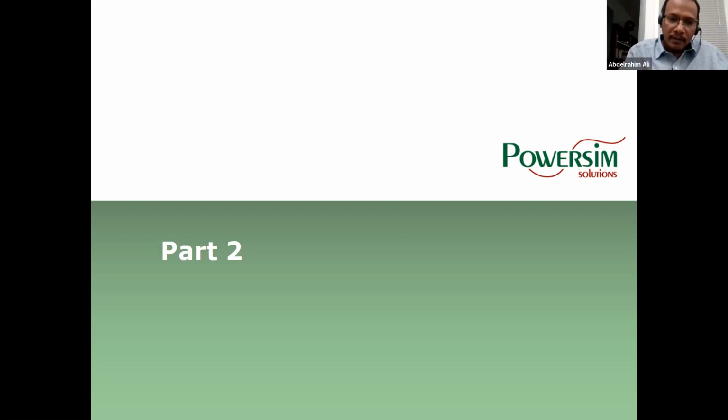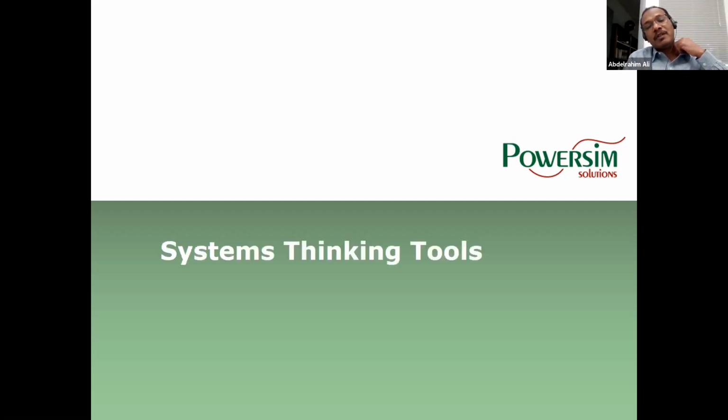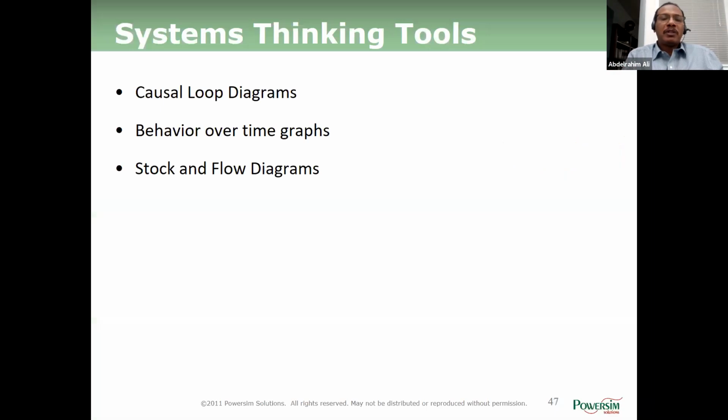Okay, we'll go to the next part, which is the tools, because you have concepts, you have tools, and you have processes in any area. The tools that I will discuss are three tools. Many of you will have come across them: the causal loop diagrams, the behavior over time graphs, and the stock and flow diagrams. Because you will use these in the modeling.